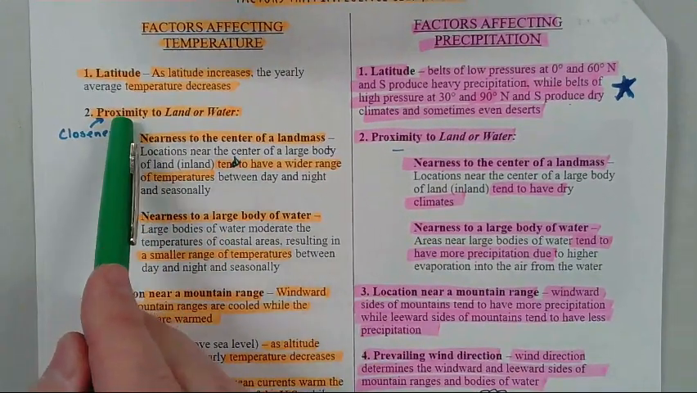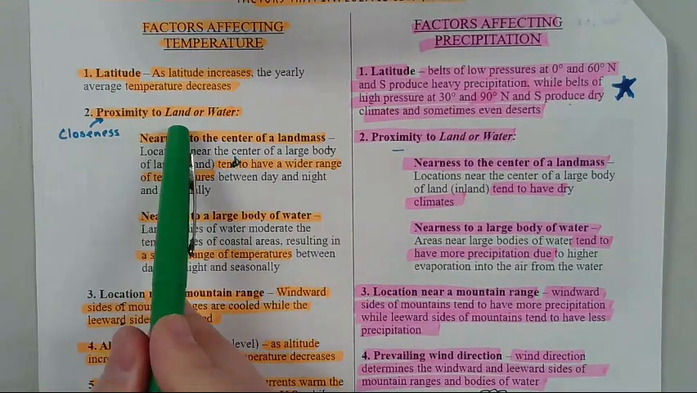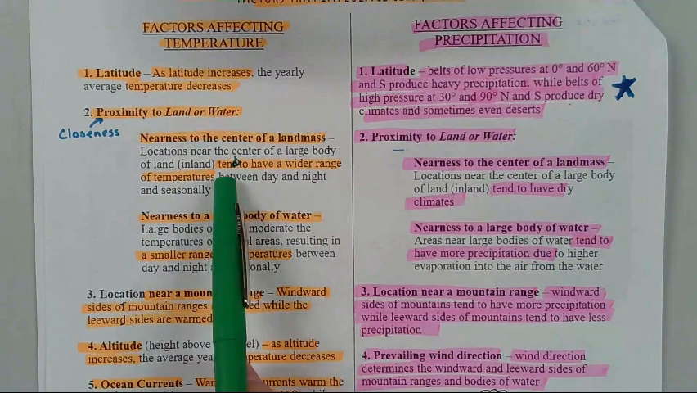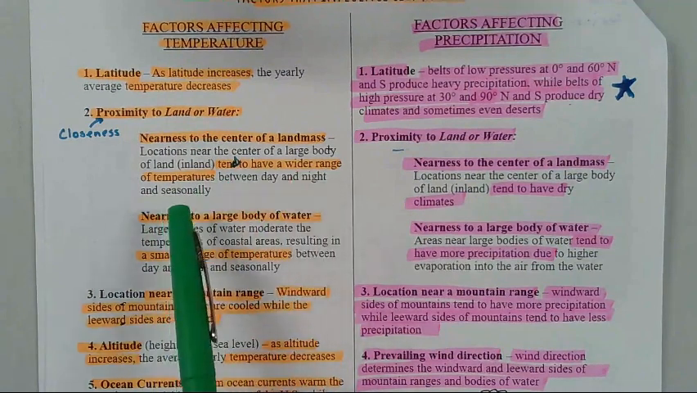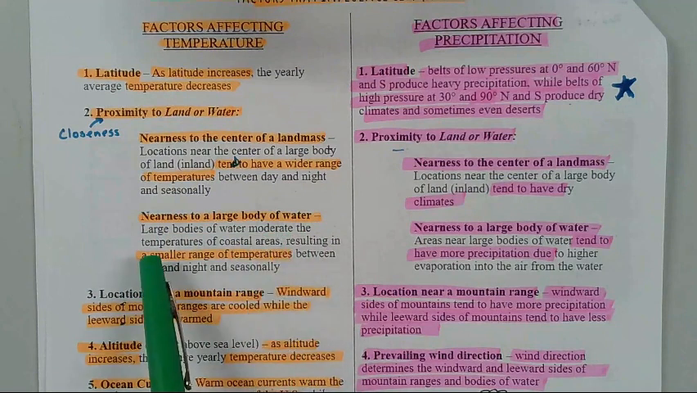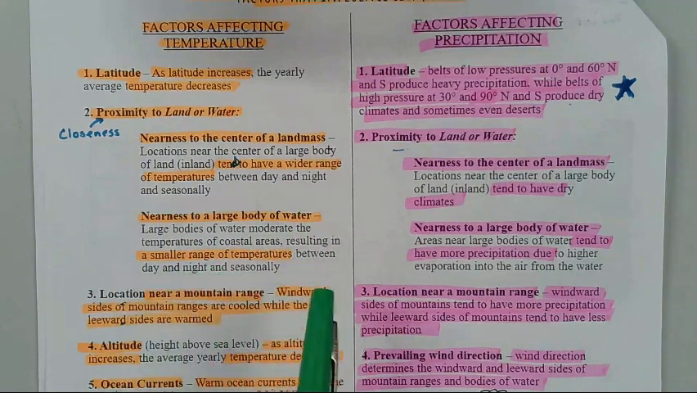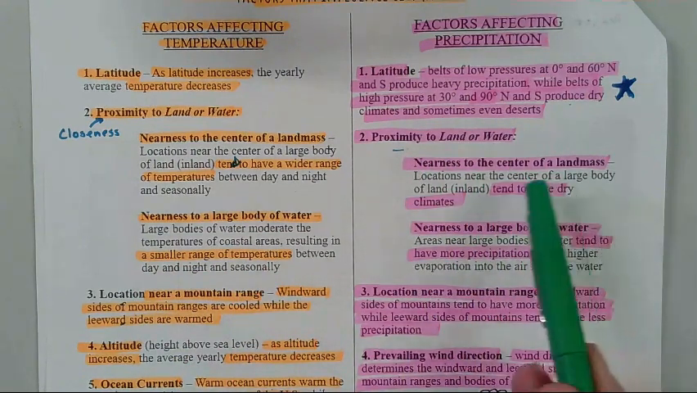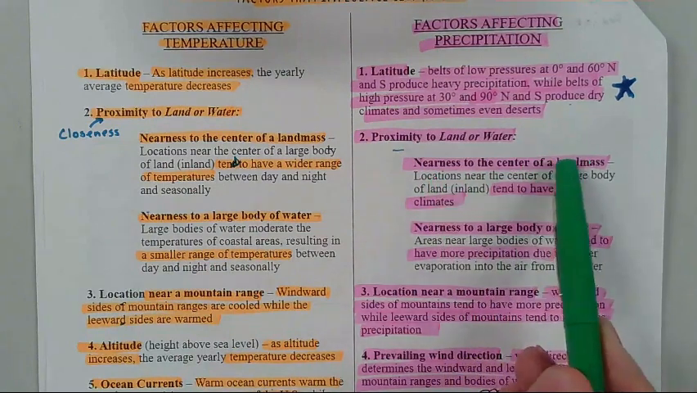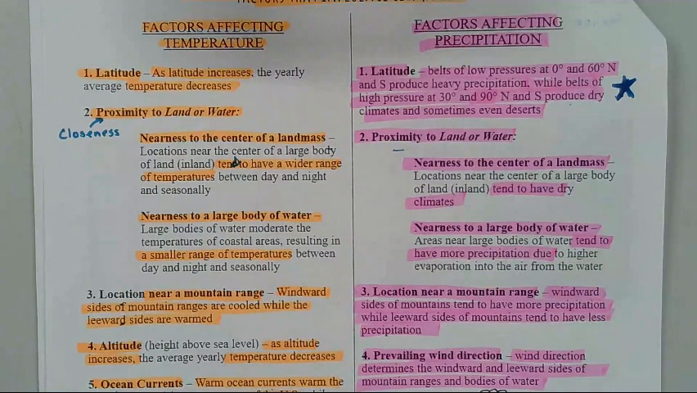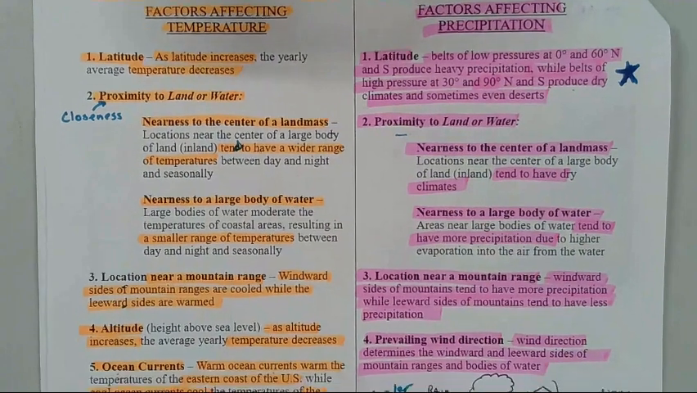Next, proximity, which means how close something is to land or water. If you're at the center of a landmass, you tend to have a wider range of temperatures, whereas nearness to a large body of water tends to moderate your temperatures, meaning you have a smaller range in temperature. Proximity to land or water, referring to precipitation. Areas in the center of a landmass tend to be drier than areas near bodies of water. Should make sense.